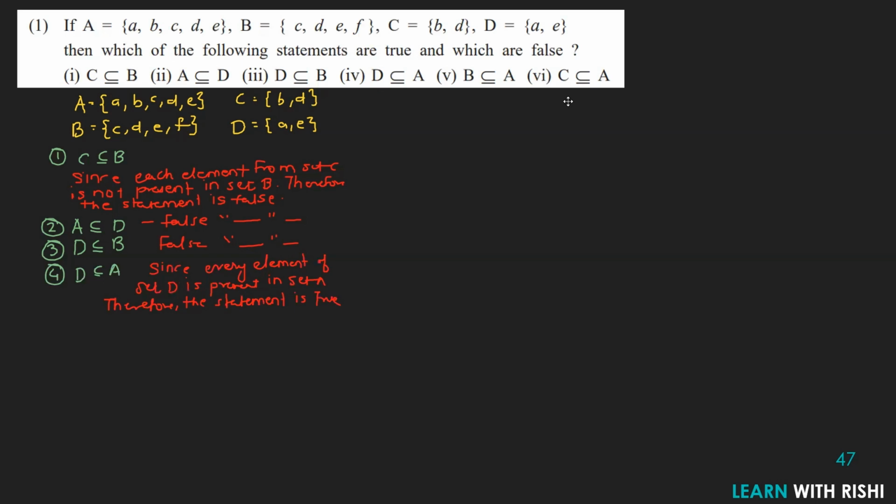Okay, this will be our reason. Next, question number 5. B is a subset of A. This means that every element of B must be present in A. So in B, we have 4 elements, C, D, E, F. And in A, we have 5 elements, A, B, C, D, E. If you observe, the element F which is present in B is not in A. So again, this statement will be a false statement.